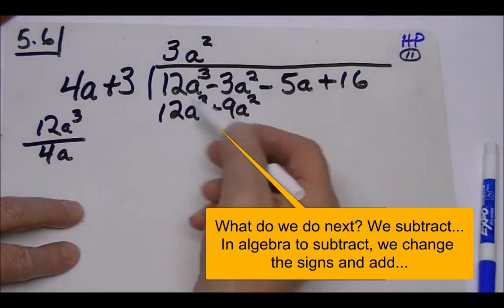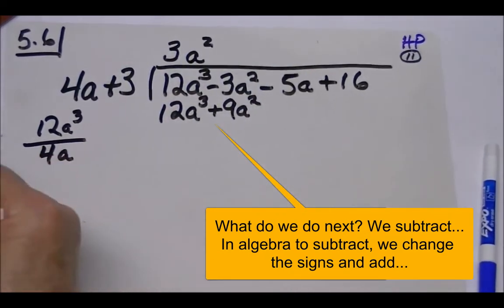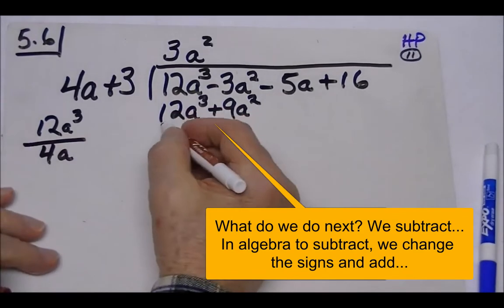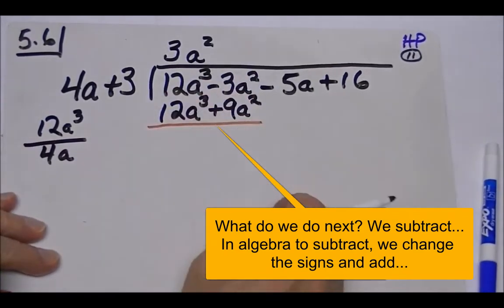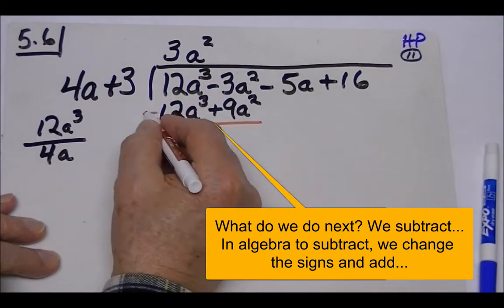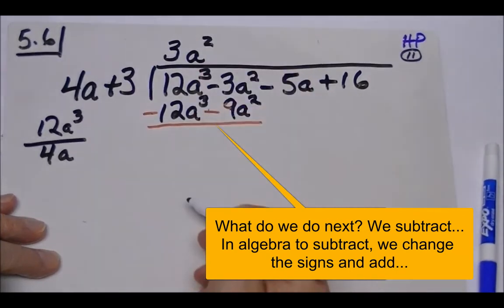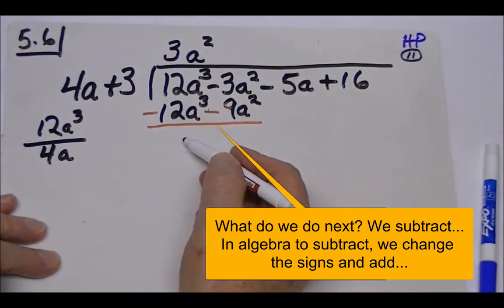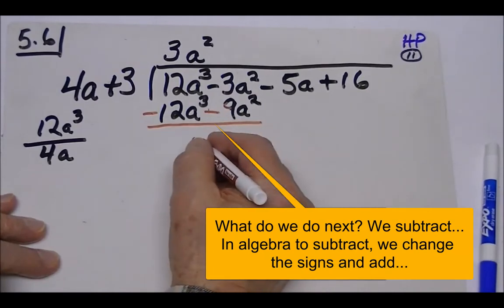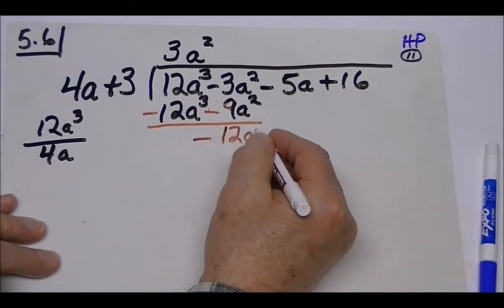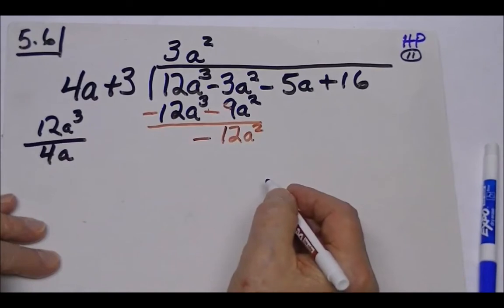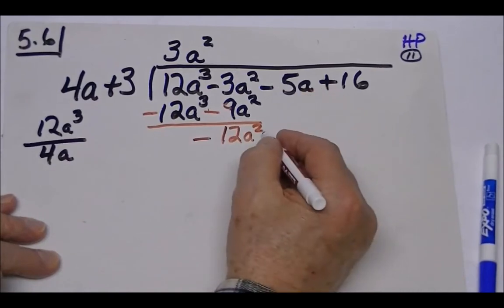Now you might say, well, what do I do next? Well, you're going to draw a line, and you're going to do what to these? Well, you're going to subtract. Now in algebra, to subtract, we say change the signs and then add. So here, these cancel out, and this leaves me with a negative 12a squared. And the rule is we bring down our next term.